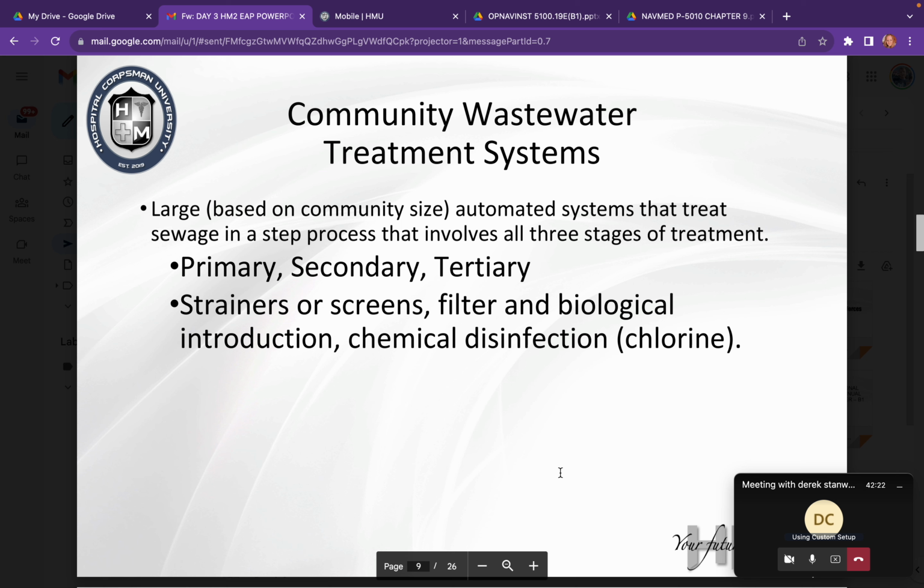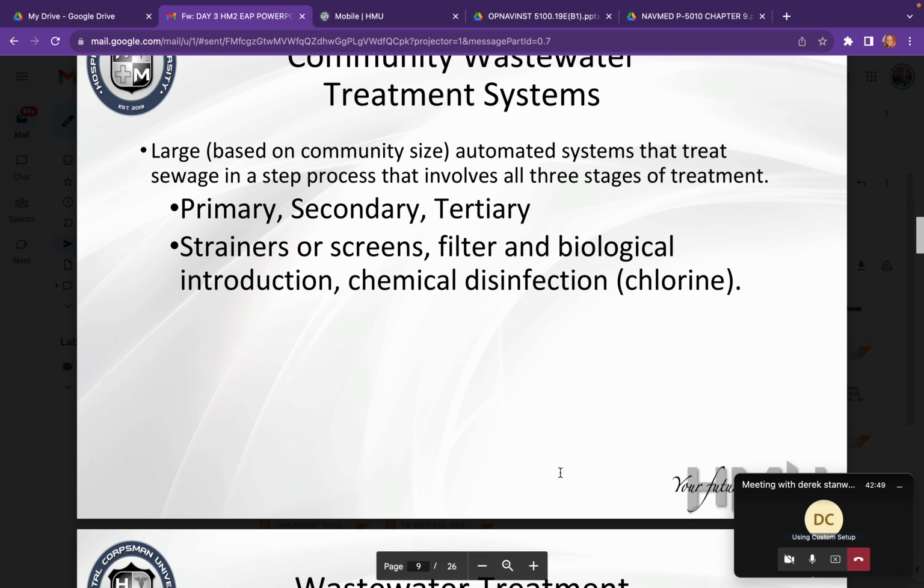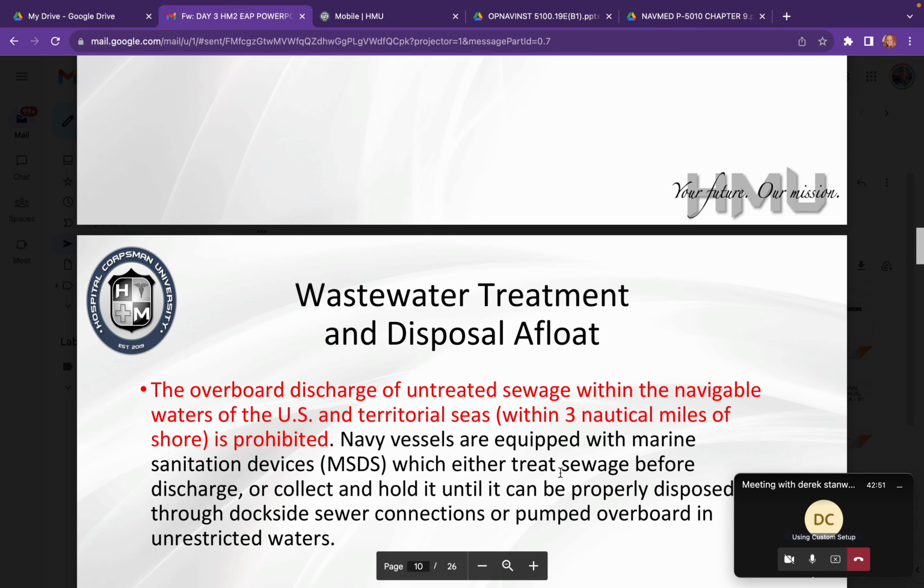Community wastewater treatment systems are large, based on community size, automated systems that treat sewage in a step process that involves all three stages of treatment, your primary, secondary, and tertiary. They have strainers or screens, filters, biological introduction, so like your bacteria that helps break down that stuff, and then chemical disinfection with chlorine.